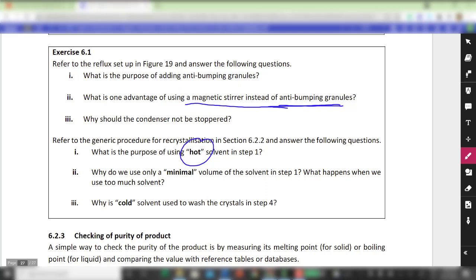So you're not going to get the maximum amount of crystal, to the best of your ability, when the solution cools. Okay, then why is cold solvent necessary to wash? Imagine you use hot solvent, it's going to dissolve the crystals back, right? So definitely you need to use cold solvent. Yeah, so try to cool it in the ice bath before you use it.